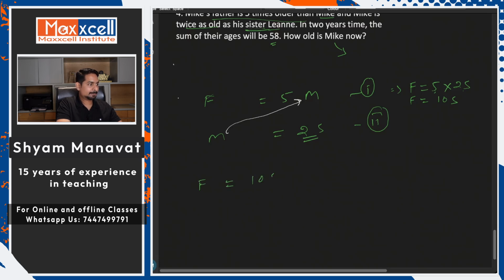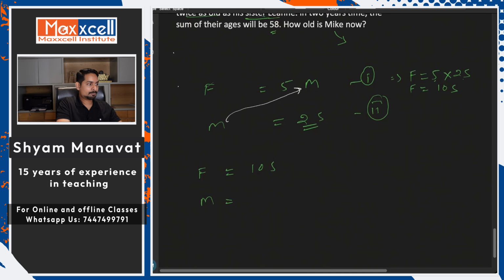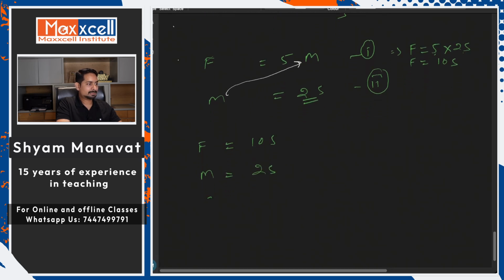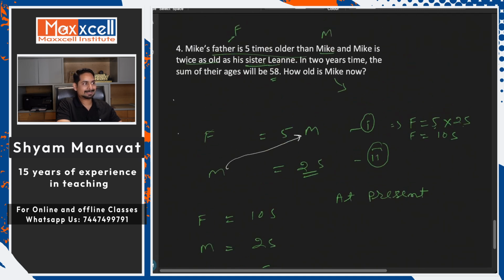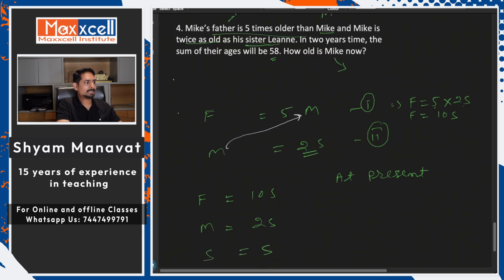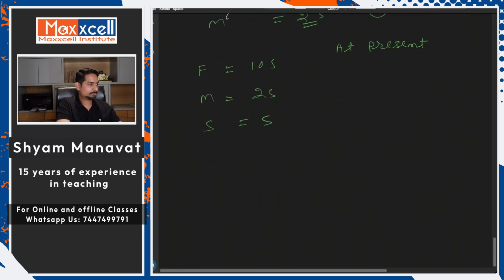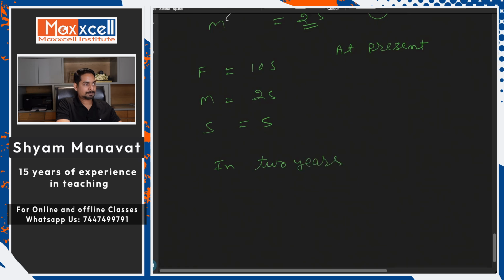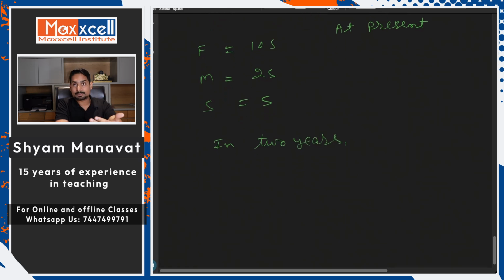Father's age is 10s, Mike's age is 2s, and sister's age we assume to be s, right? This is at present, because the question said at present. In 2 years' time, the sum of their ages is 58. So in 2 years means after 2 years, in the future.